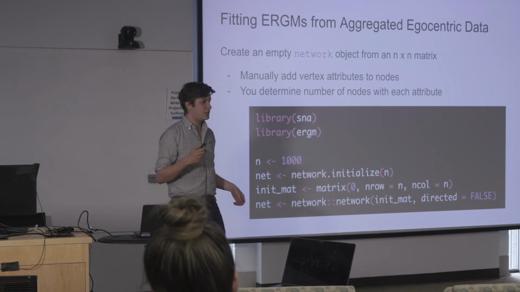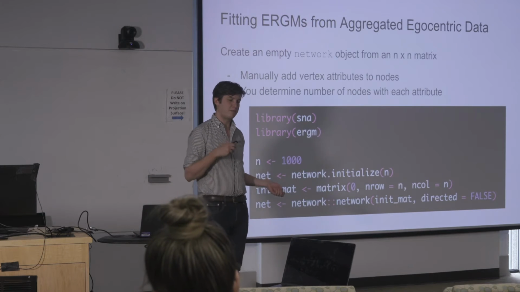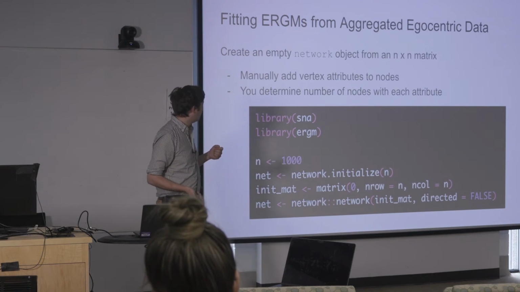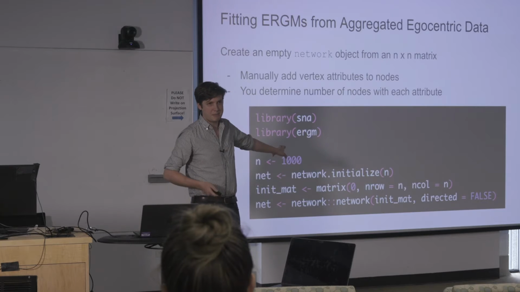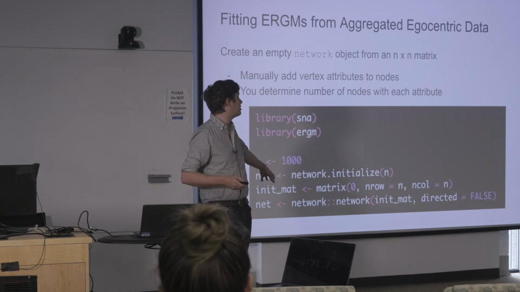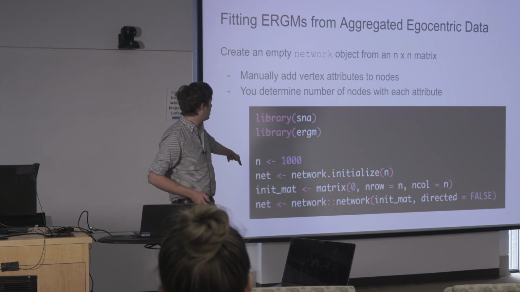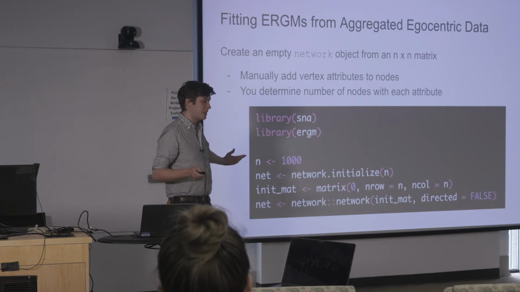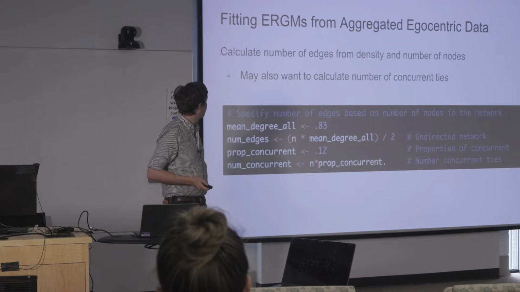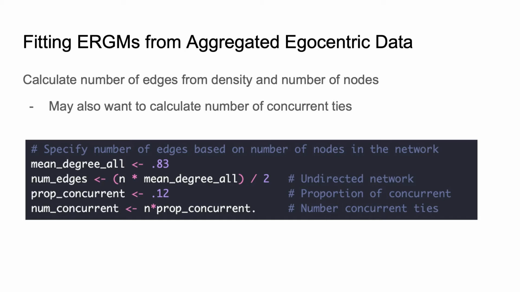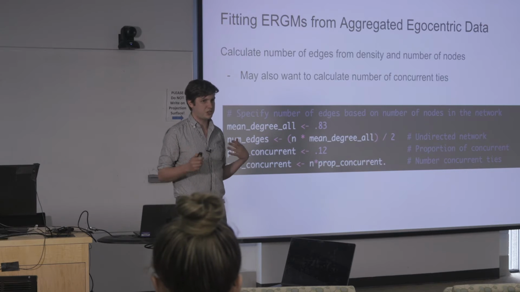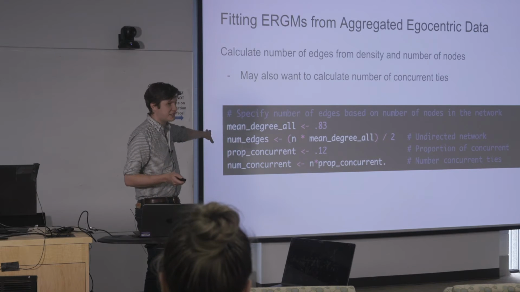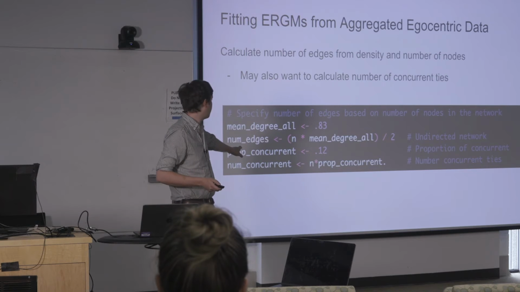If you are interested in effects based on vertex attributes, you will need to, once you've set up this matrix, manually add those attributes based on some distribution. And again, that's sort of at your discretion. And then, like I said, because of scaling, you're going to want to specify the number of edges on the network based on the density that you've derived from your egocentric sample.